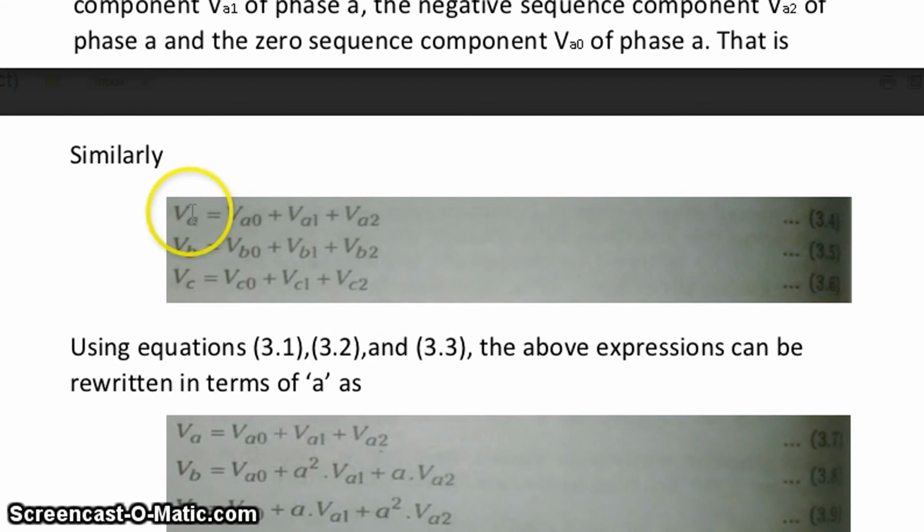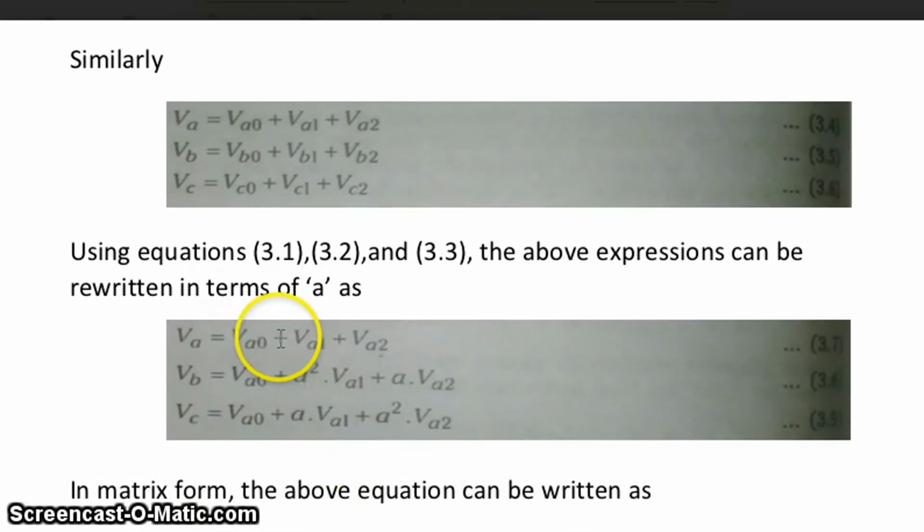Now these equations can be rewritten when we substitute these values in terms of A. If we write it down in terms of A, we get the following equations: VA as VA0 plus VA1 plus VA2, VB as VA0 plus A square VA1 plus A VA2, and VC as VA0 plus A VA1 plus A square VA2. Basically what we are trying to do is to represent all three phasors in terms of VA components.